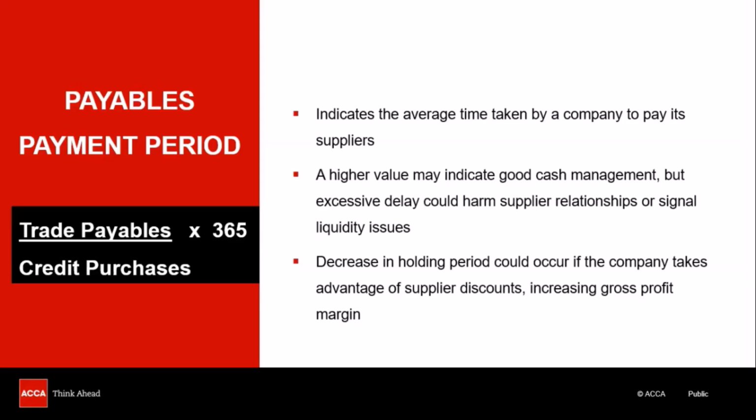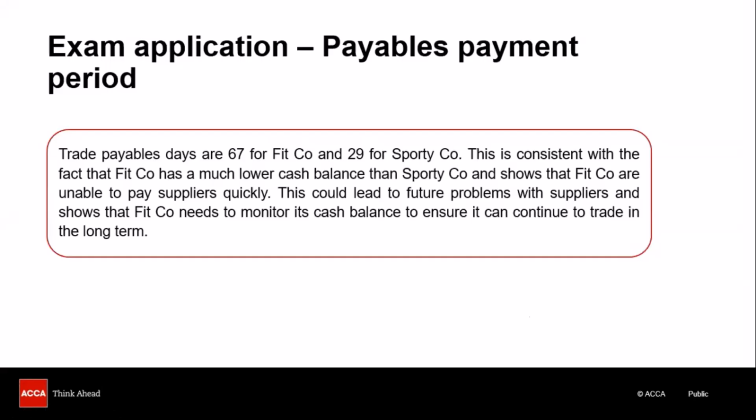Now, let's see some examples. Over here, we can see the trade payables from a past exam paper question. It says that the trade payables days are 67 for Fit Company and 29 for Sporty Company. This was a question in which one company was a premium store for sports and the other was selling through departmental stores. They were talking about the sale of a particular division. One company had trade payable days of 67 and the other had 29. This is consistent with the fact that Fit Company has a much lower cash balance than Sporty Company.